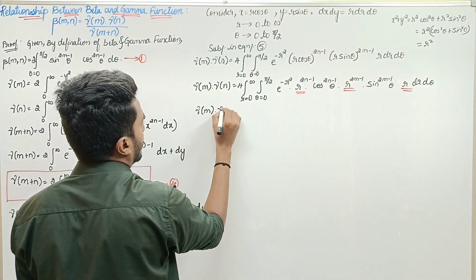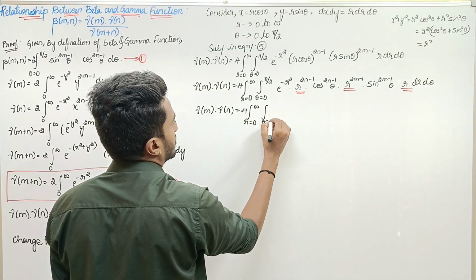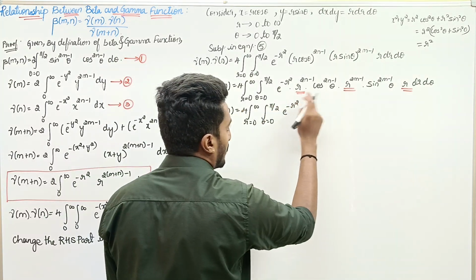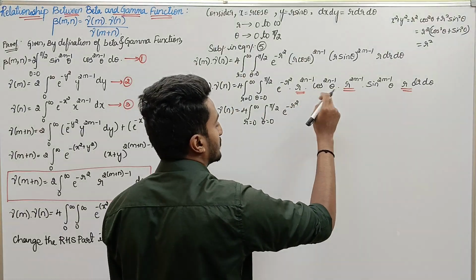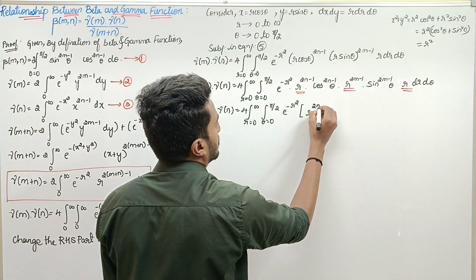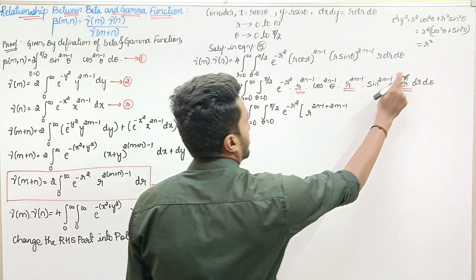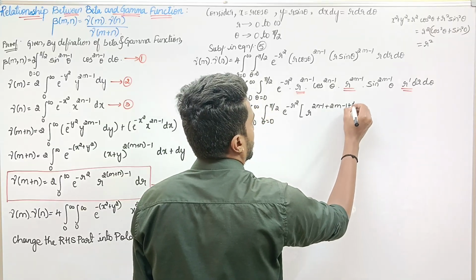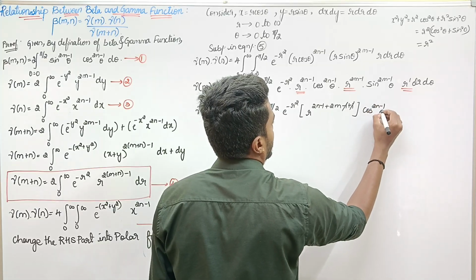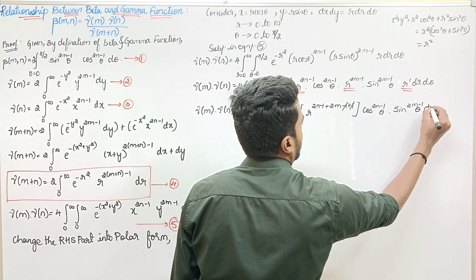That is gamma of m into gamma of n, which is equal to 4 into integral r equal to 0 to infinity, theta varies from 0 to pi by 2, e to the power of minus r square. See, when it is multiplied, if the bases are same, powers can be added. So r to the power of 2n minus 1 plus 2m minus 1, and r has power 1. So plus 1 minus 1 get cancelled, cos 2n minus 1 theta into sin 2m minus 1 theta dr d theta.